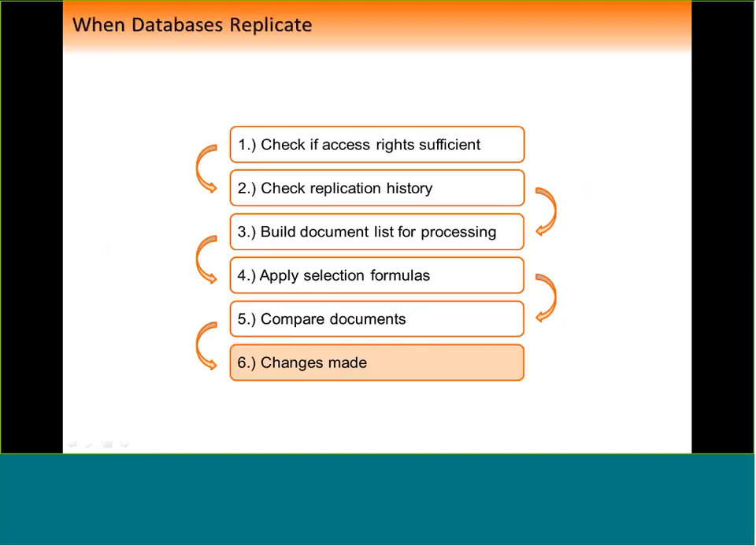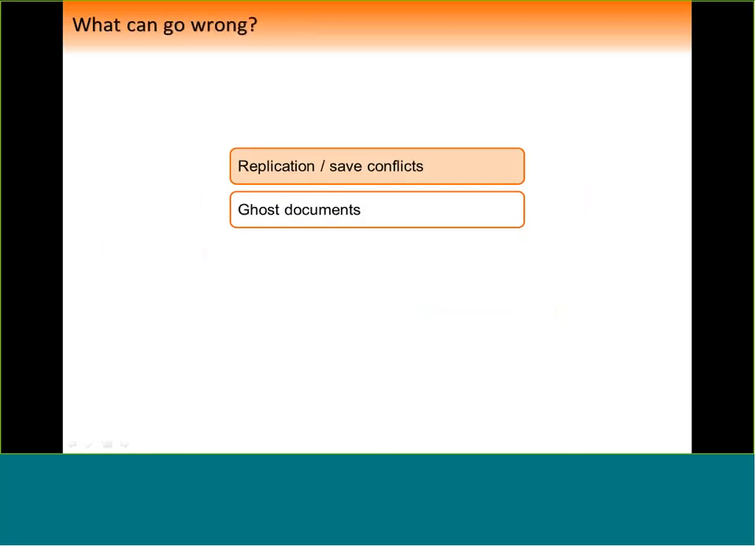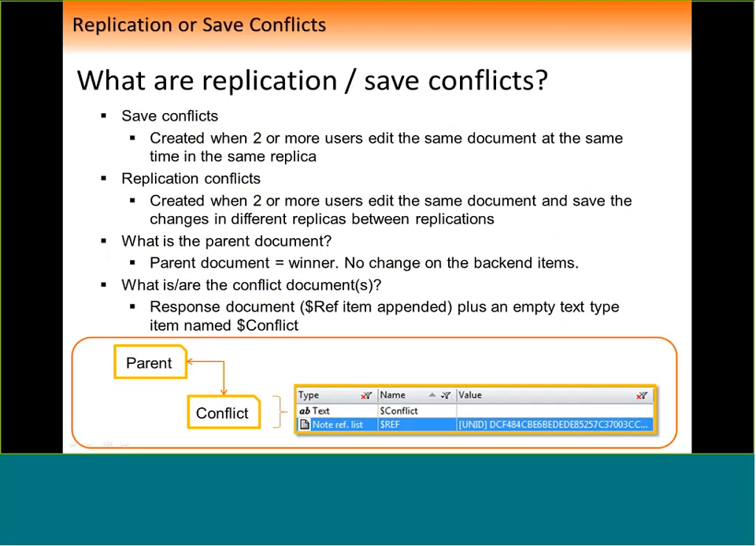Now, let's move on to something else and take a look at what can go wrong. We are going to focus on 2 different, very important scenarios and all of their aspects here. We are going to get started with the replication and save conflicts. So I'm going to pass it back to Kim, and then we're going to talk about ghost documents. So stay tuned for more. All right. Great. Thanks, Ben.